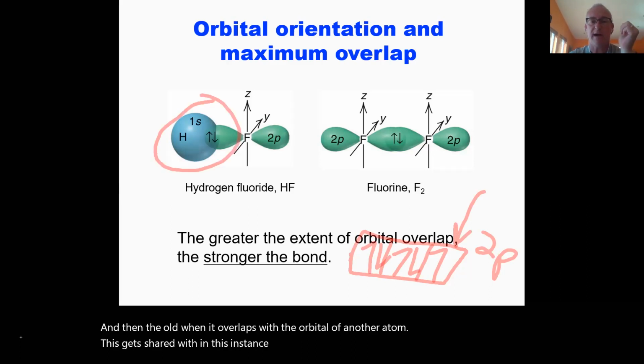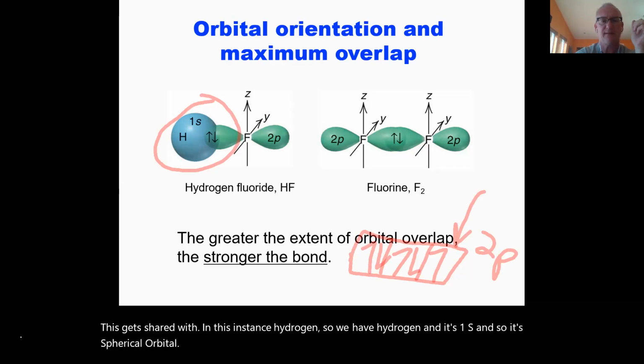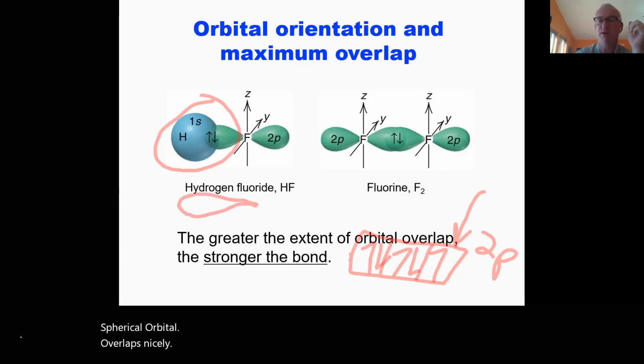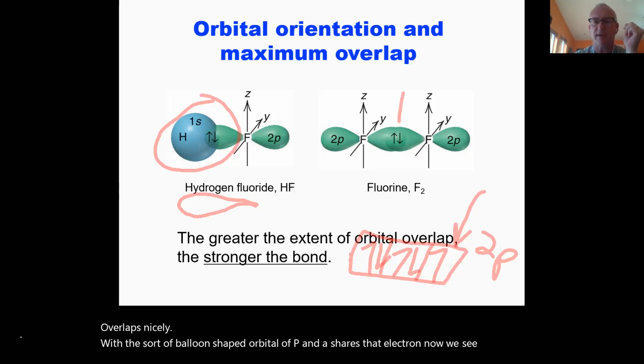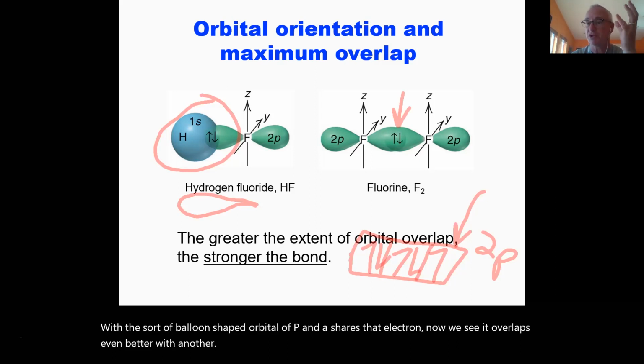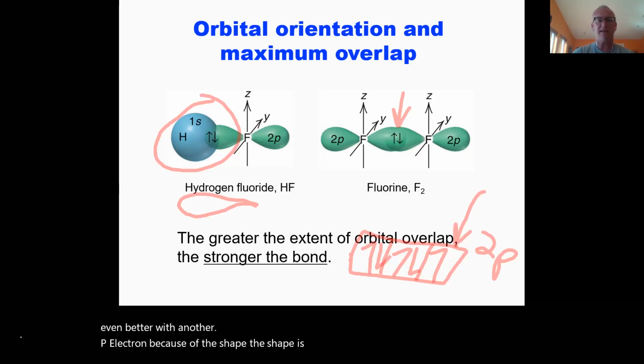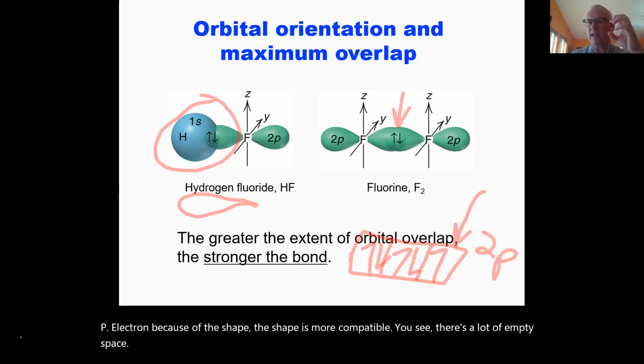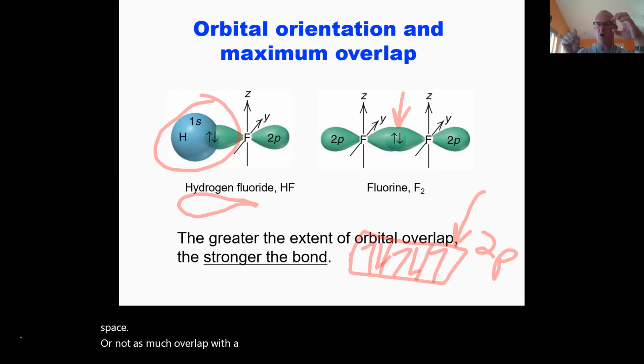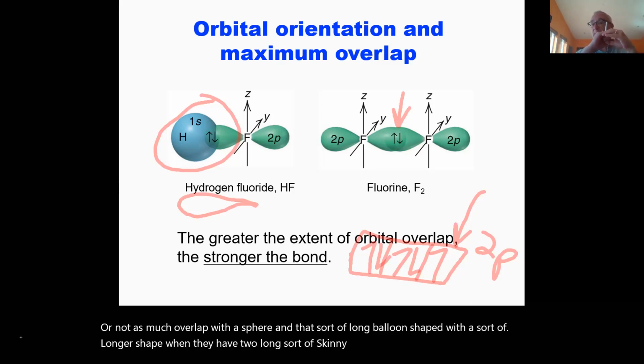So we have hydrogen and its 1s, and so its spherical orbital overlaps nicely with a sort of balloon-shaped orbital of p, and it shares that electron. Now we see it overlaps even better with another p electron because of the shape. The shape is more compatible. You see there's a lot of empty space, or not as much overlap, with a sphere and that sort of long balloon shape. When they have two long, skinny shapes overlapping, they overlap better.